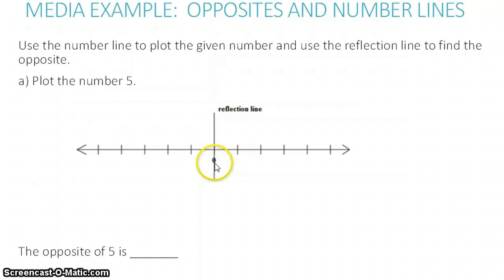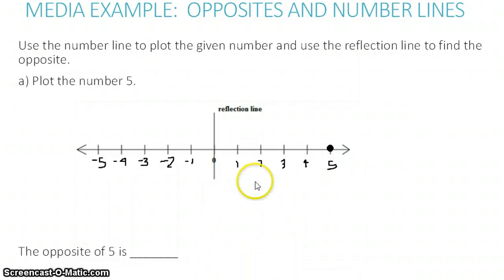at 0. So this is 0, and I'm going to write in some of these numbers. 1, 2, 3, 4, and 5. And let's label the other numbers. -2, -3, -4, and -5. So now let's plot 5. So there's no sign in front of it, so that means it's a positive number. And here's our number 5.